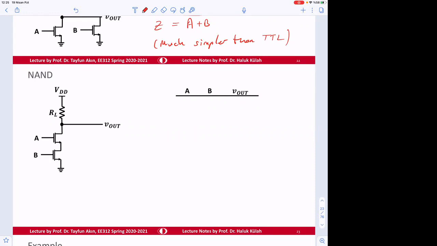Here, we can look at this again in the same concept. Switch and switch. Vout, VDD, RL. Okay. So if low and low is entered, both transistors are off. So output is going to be VDD or high.